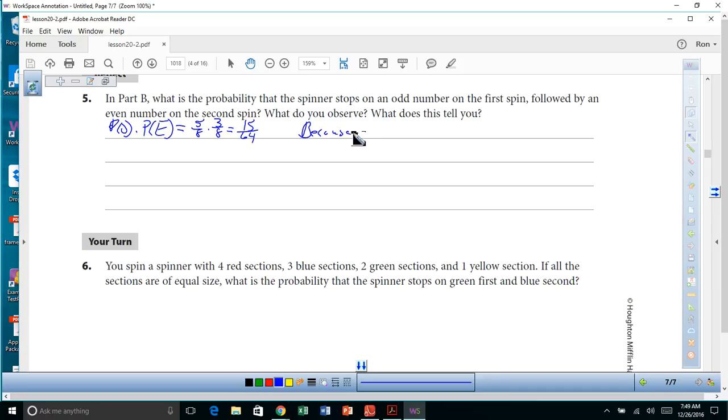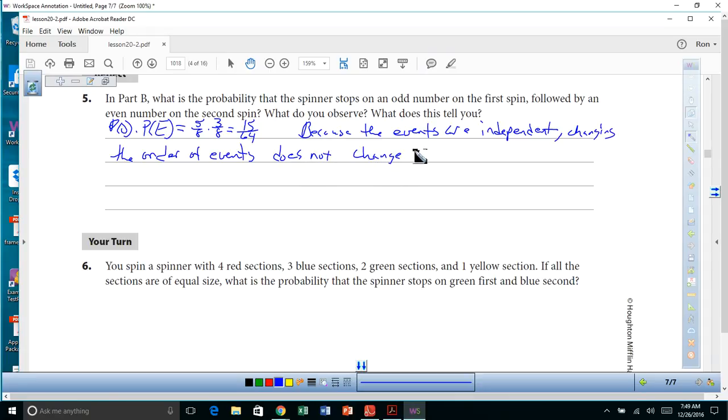Because the events are independent, changing the order of events does not change the probability.